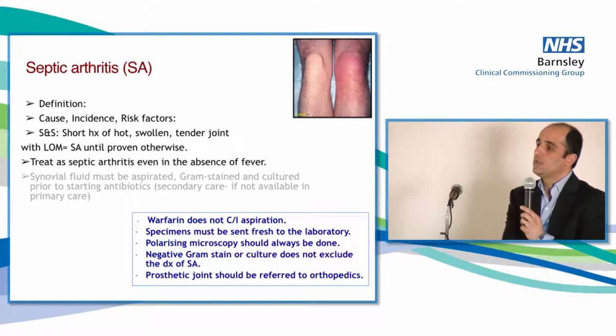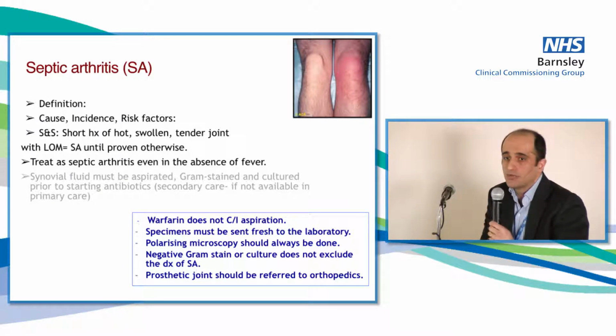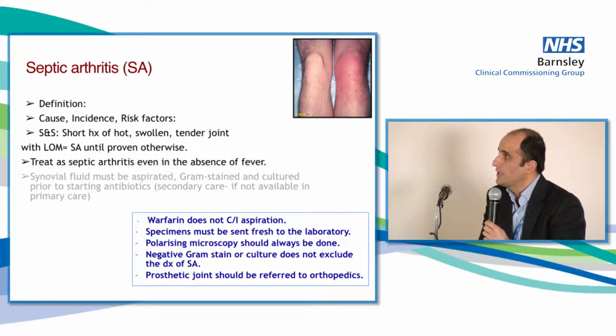If we define septic arthritis, basically this is pyogenic infection of the joint. It is a medical emergency. Therefore, prompt diagnosis and appropriate treatment is very important to prevent irreversible damage in the joint. The most common cause is Staphylococcus aureus, and it's not a common condition. The incidence is about 6 to 10 per 100,000. But in patients with inflammatory conditions, the incidence increases significantly, up to 100.